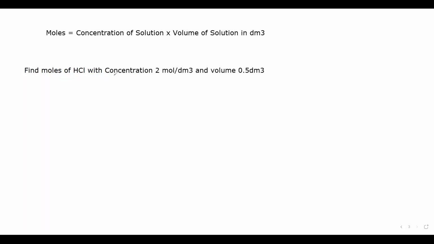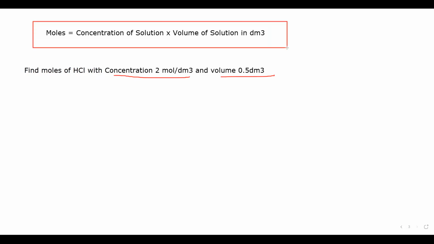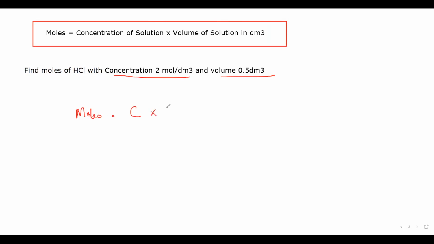So we have to find the moles of HCl which is having a concentration of 2 mole and the volume is 0.5. So what is the formula? The second formula to get the moles is the concentration of a solution multiplied by volume of solution. So moles equal the concentration of solution multiplied by volume. The concentration of the solution is given 2 and the volume is given 0.5. Volume is in dm cube.